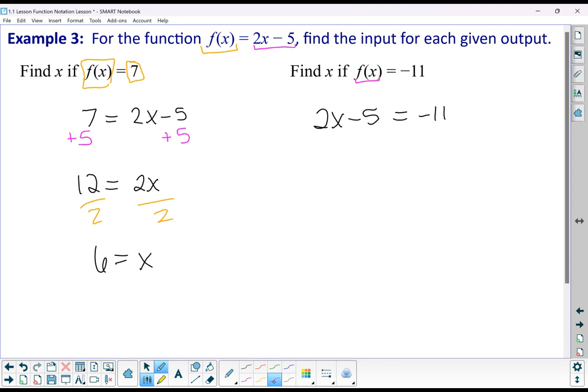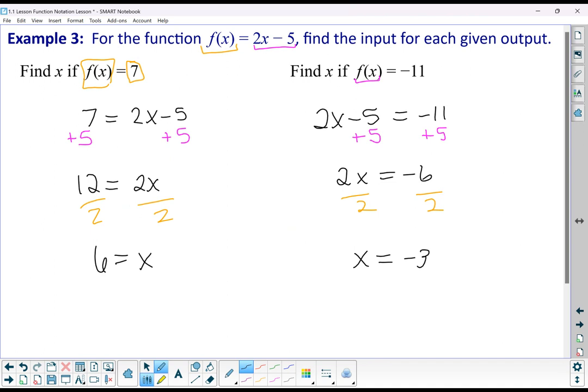And again, we'll just go through our steps for isolating the variable. So we're going to add 5 to both sides. We get 2x is equal to negative 6. And then when we divide by 2, we get that x is equal to negative 3.